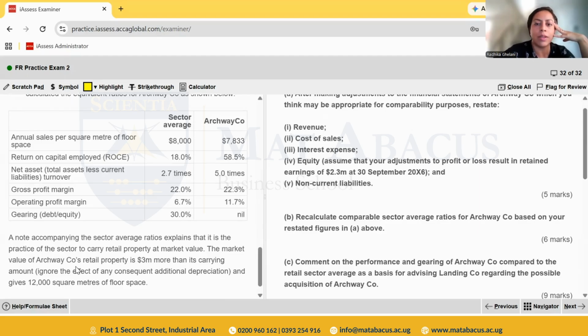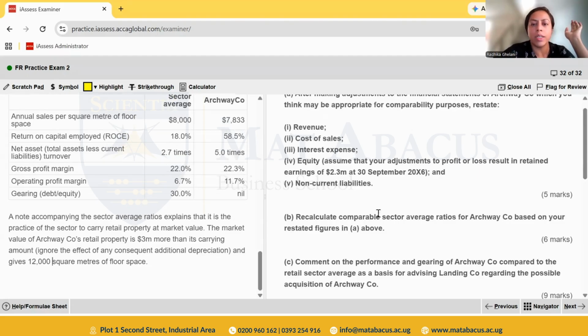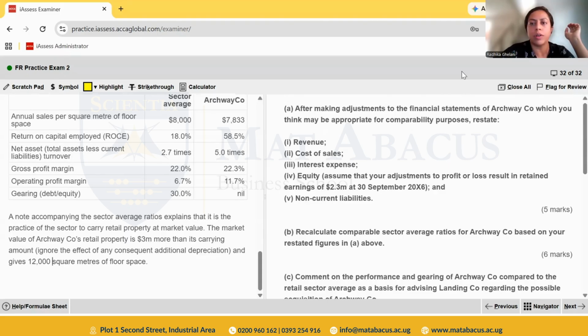So we have to keep that in mind when we are computing certain ratios. Obviously, that's why they've given us a figure. And they've said to ignore consequent depreciation. Since the value of the property is high, normally we would expect higher depreciation, but they said ignore that. And they've also given us 12,000 square meters of floor space. You can see that one of the things that has been computed is annual sales per square meter of floor space. So we will use that figure there when we reach that computation. Okay, so let's get right at it. Let's start with part A, make our adjustments, and then we will move on to the rest of the requirements.